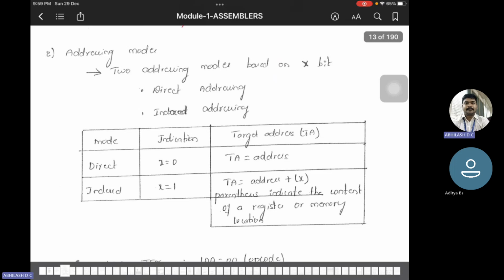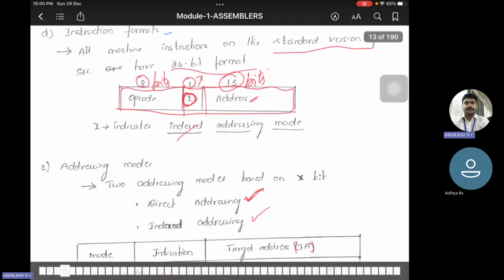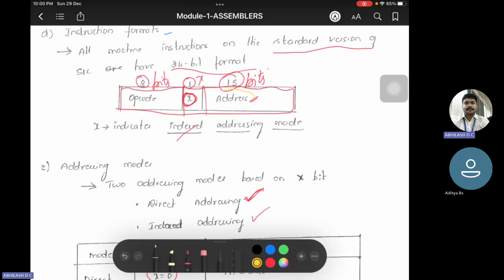We look into how many types of addressing modes we have. The first is the direct addressing, where the index bit X will be 0. Index addressing is where X will be 1. So how do I calculate the target address, which is our TA? The TA is basically the same address that we have, whatever the address over here, that will be the target address if this X bit is 0. So that will be the direct addressing.